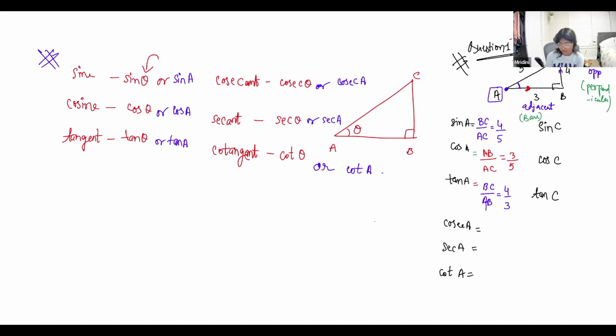Cotangent is not the same as cosecant. They both are different things. Cosecant and cotangent are different. I have the formulas for those, but I didn't write that down.